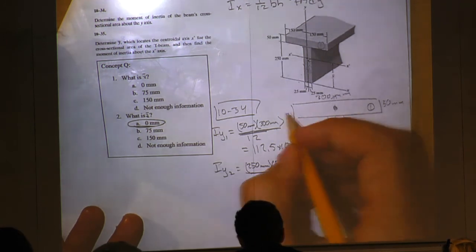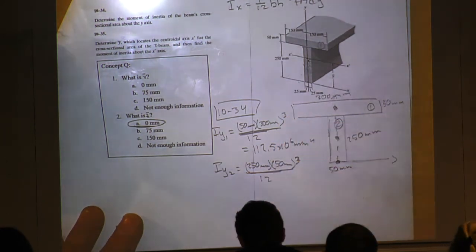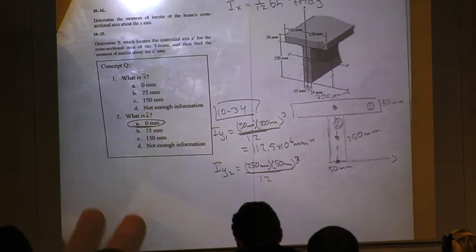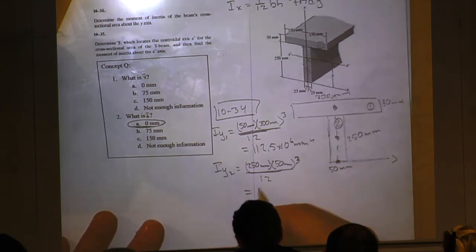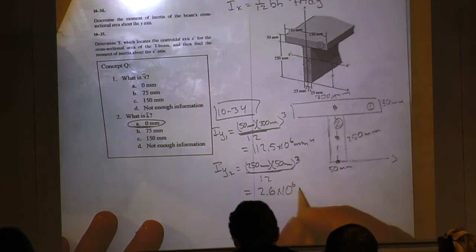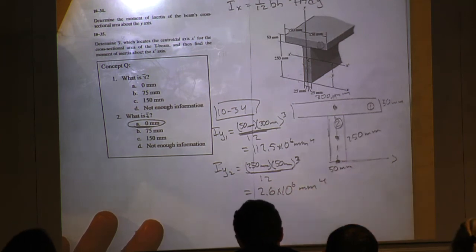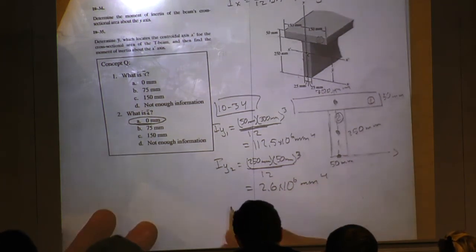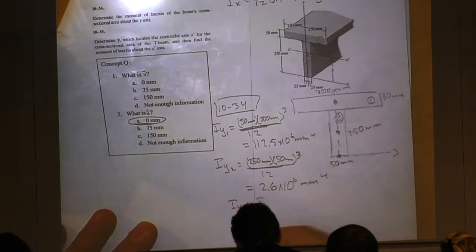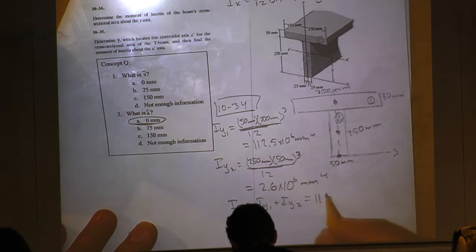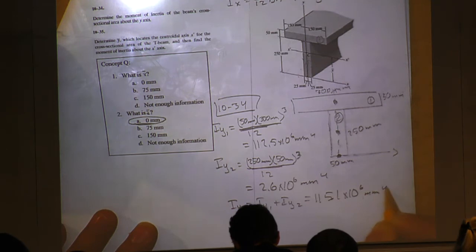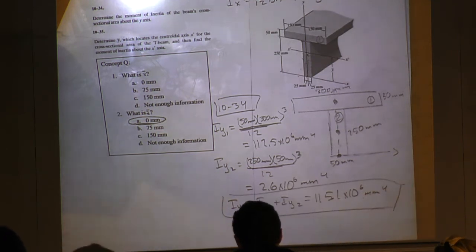I didn't include it up here, but it should be cubed. Oh, we plug that in, we get a value, 2.6 times 10 to the 6. All right, and then what do we do? We simply just add them together. So Iy is equal to Iy1 plus Iy2, which is equal to 115.1 times 10 to the 6th millimeter to the 4th. Okay? All right. So this is 1034.